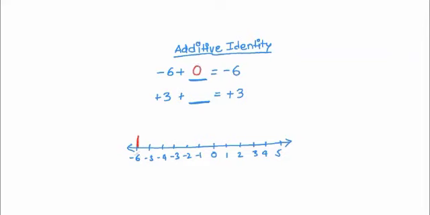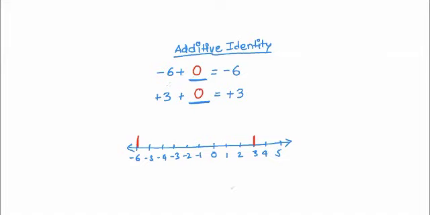Now in the second example, I am at +3, and I have to reach +3. So how many places do I have to move? I don't have to move. I have to stay there. So I have to move 0 places. From this, we know that our additive identity is 0. So when we add 0 to any integer, the answer is that integer itself.